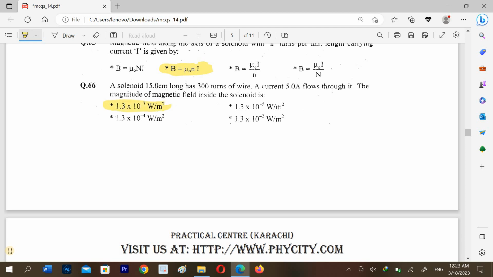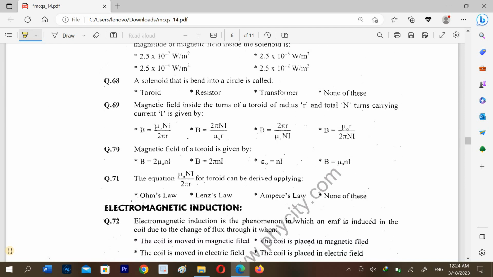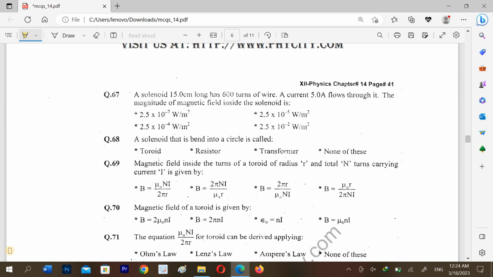This is the answer. Okay, now we move to 67. A solenoid 15.0 cm long has 600 turns of wire. A current of 5.0 A flows through it. The magnitude of the magnetic field inside the solenoid is 2.5 multiplied by 10^-2 Wb/m^2.